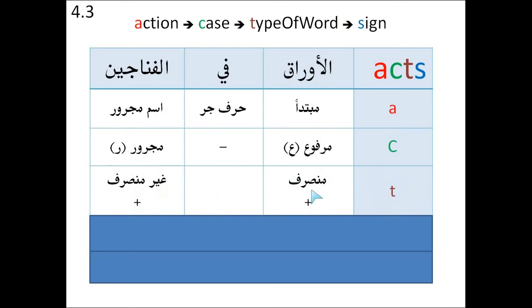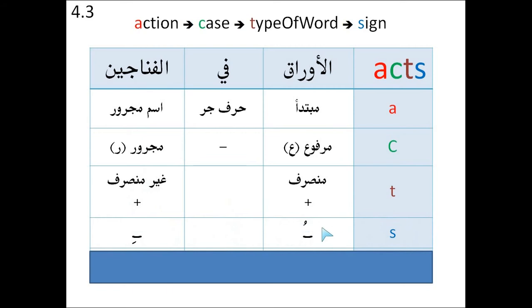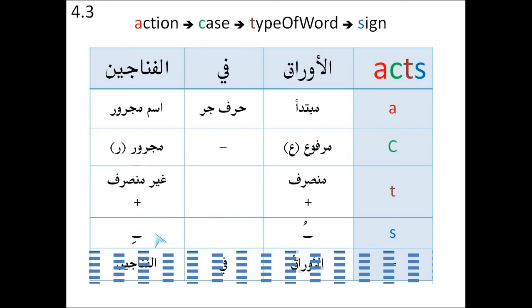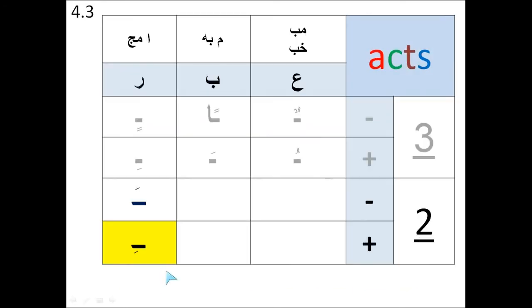We said al-awraq is munsarif, it stays munsarif, and it's ma'arifa with an alif lam. And al-fanajin is ghair munsarif, but now it's definite. In the previous example it was indefinite. So let's see what that does. Here the mubtada is marfu, and it therefore takes a dhamma, whereas here the ghair munsarif word is majroor and takes a kasra, which is what we would expect. So al-awraqu fil fanajini. Let's look at this here.